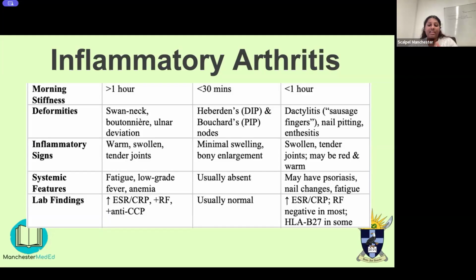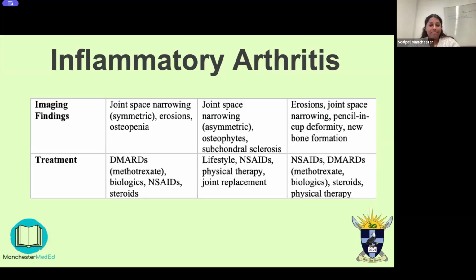HLA-B27 is also a key factor to remember. And if you guys remember the PAIR mnemonic from before, all of those are HLA-B27 positive. And then this is just the imaging.